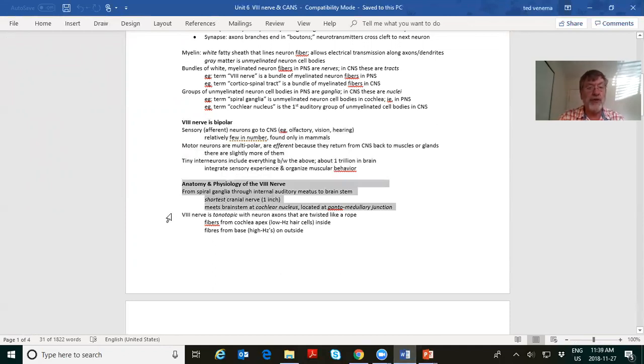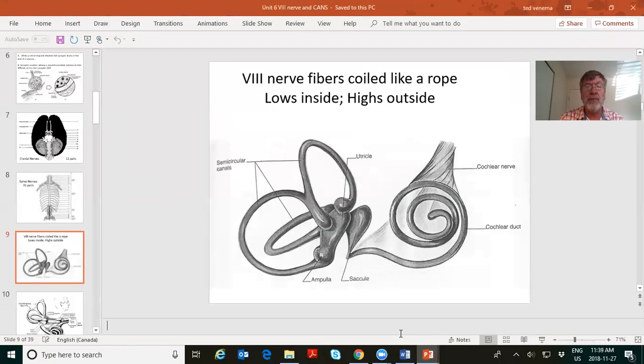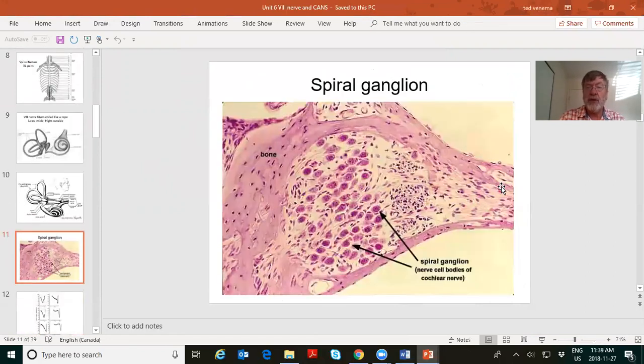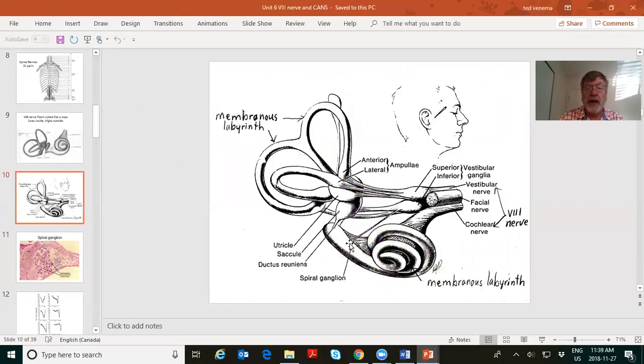The eighth nerve is tonotopic. High frequency fibers are wrapped around the outside. Low frequency fibers are deeper on the inside. Of course, you remember the thing about spiral ganglia. Here's a bunch of spiral ganglia right where my cursor is, those little balls, those little blebs, all the way down. Those would be the spiral ganglia.